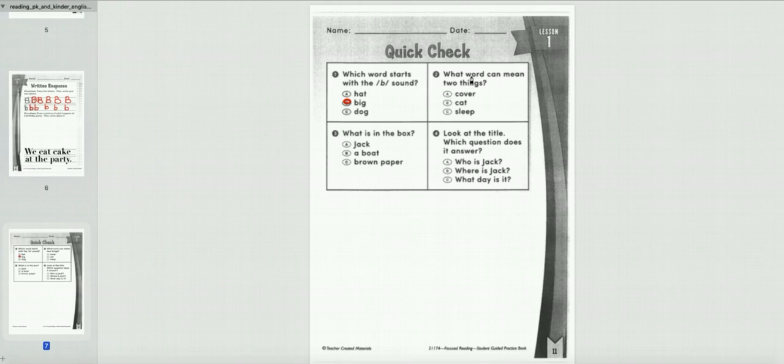Okay, let's look at number 2. What word can mean two things? Cover, cat, sleep. So which of these words has two meanings? Cover, like the cover of a book or a blanket that you put on top of yourself.